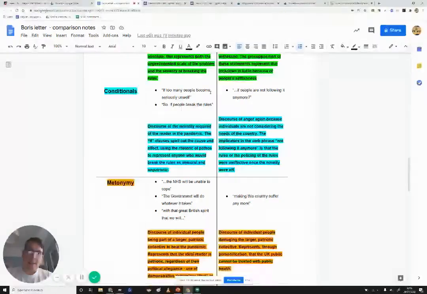So in the Boris text, one example that jumps out is "if too many people become seriously unwell." Again, that sentence is phrased by foregrounding the fact that people would become unwell. The adjective unwell, using that bound morpheme un, obviously tells us that's the consequence. That's what we don't want. And seriously, that adverb is modifying unwell, really adding to the gravitas, the severity and the urgency of the problem.